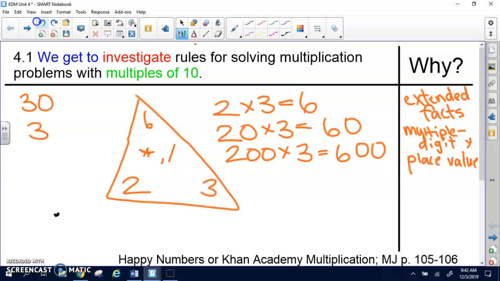Okay. Do you want to fill in the example answers? So 20 times 3 is 60. And 200 times 3 is 600.